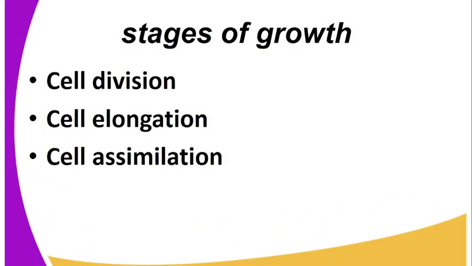Growth is the permanent increase in size and mass, and there are various stages in growth. The first one is cell division. This is whereby a cell increases in number due to division, either mitotically or meiotically. So in mitosis, one cell divides and becomes two, two cells become 4. Are we together? So in cell division, a cell increases in number due to either mitotic division or meiosis.